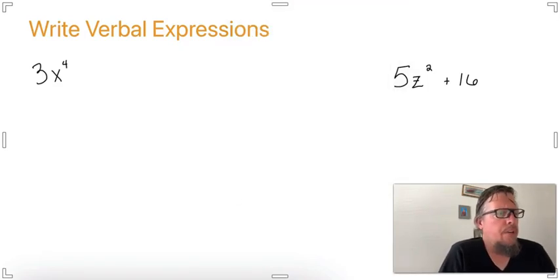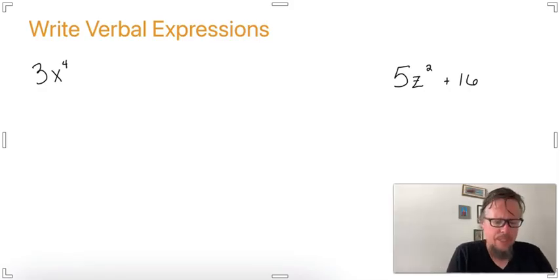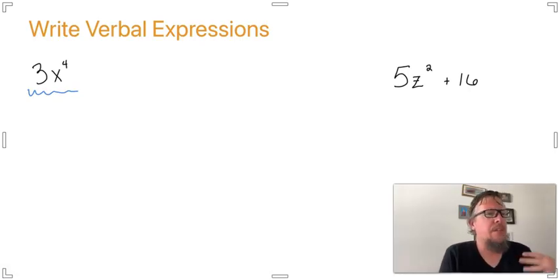What we're going to learn how to do is take an algebraic expression, meaning an expression that has variables in it, and rewrite it as a verbal expression, which is to convert it into English or the math version of what English is. In other words, what we're asking is when we look at this first expression here, how do we say it out loud?